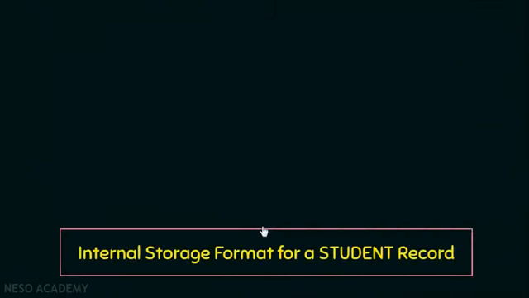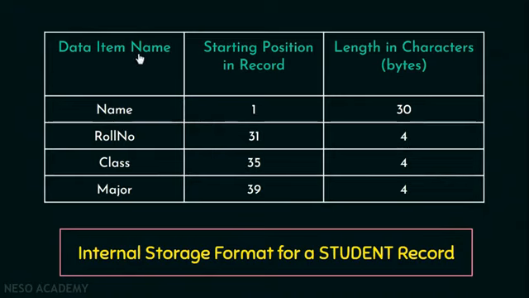We have already seen an example of a university database. In that database, we had a student table or a student record. So let us see an internal storage format for that student record. Here we have the data item name or the column name in that table, the starting position, and the length in characters. In traditional file systems, this structure is present within the programs itself. Now say if I want to add another piece of data, say the date of birth, since the structure is changed, this program will not work and the program has to be changed.